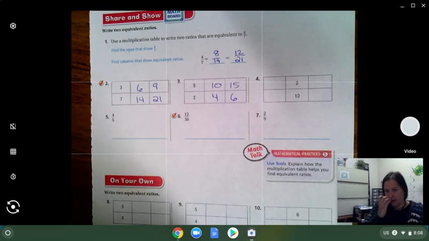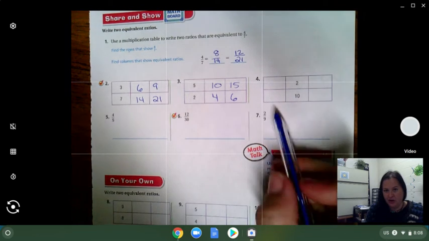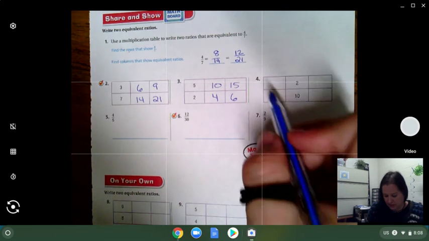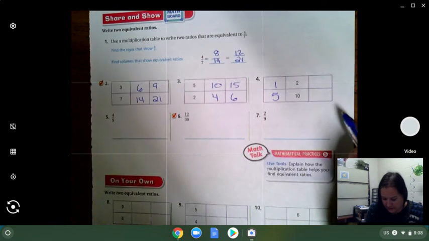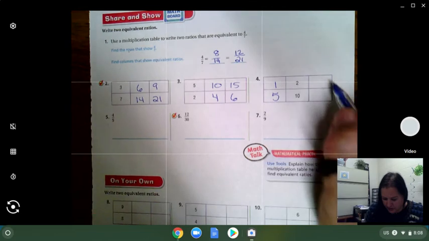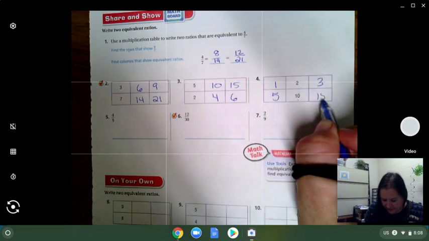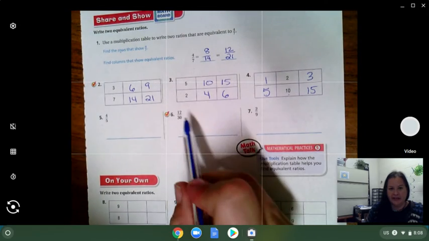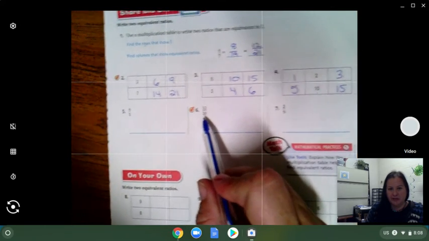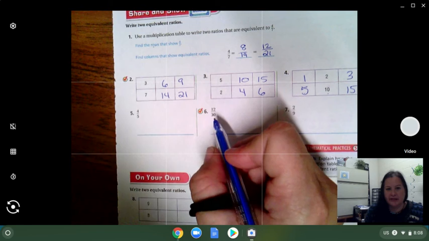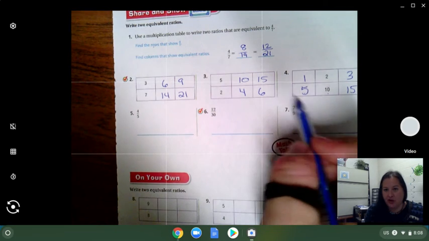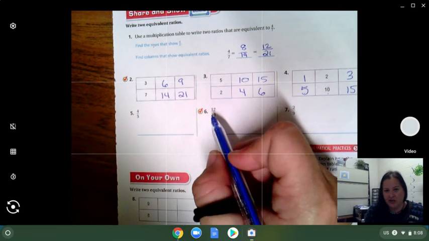This one is a little more complicated, right? Because you have to go to the lower one. So we're going to have to simplify this first, which would give us 1/5. So 1, 2, 3, 5, 10, 15. Whenever you see one like that, like even this one right here, let's jump to number 6 because I think you're understanding this. But this one, we want to simplify it because that'll give us that first lowest terms fraction.